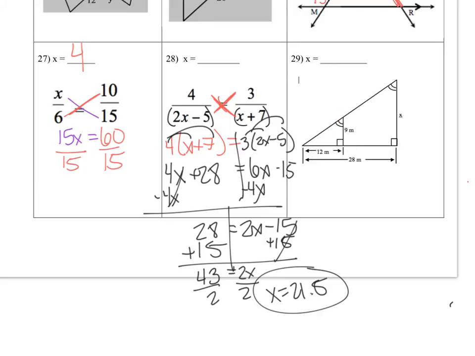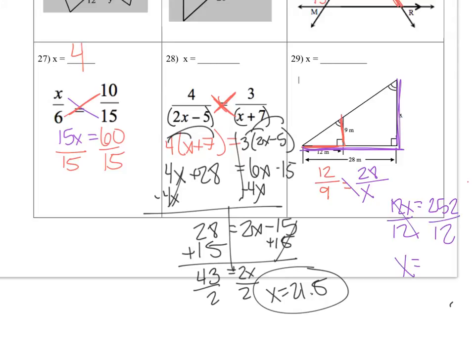This is indirect measurement. So I'm going to do the base of the small over the height of the small. So I'm going to do 12 divided by 9 equals, follow the same order, but with the big triangle. Base of the big, which it tells me it's 28, over the height of the big triangle, which is x. There's your proportion. 12 times x is 12x equals 28 times 9 is 252. Okay, divide by 12 on both sides, and you're going to get x equals 21.